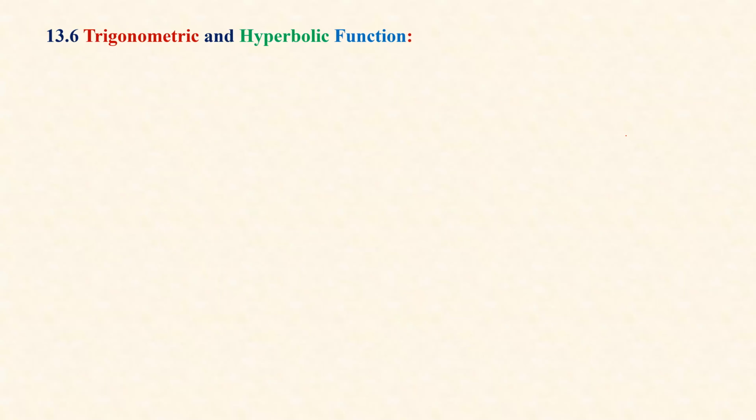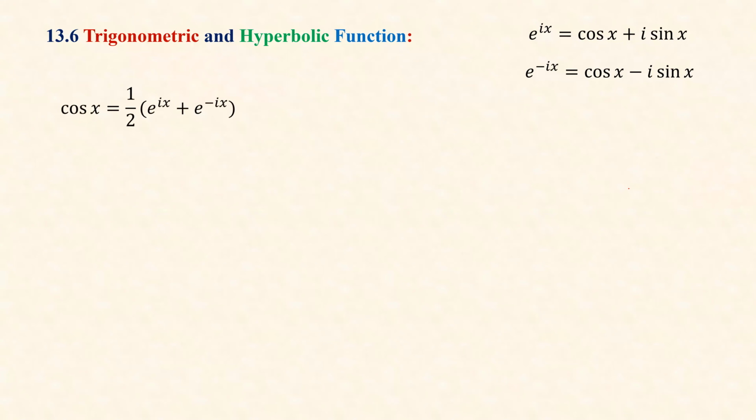Then from the exponential functions, we can basically define the trigonometric and hyperbolic functions. Remember that e to the ix is cosine of x plus i sine x. And then if you take the complex conjugate of this, e to the negative ix is what? It's cosine of x minus i sine x, right? And then if you add these two equations, these two signs cancel, and you get 2 cosine of x. So cosine of x is 1/2 of e to the ix plus e to the negative ix.